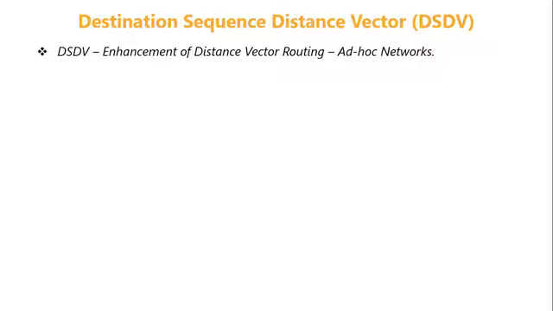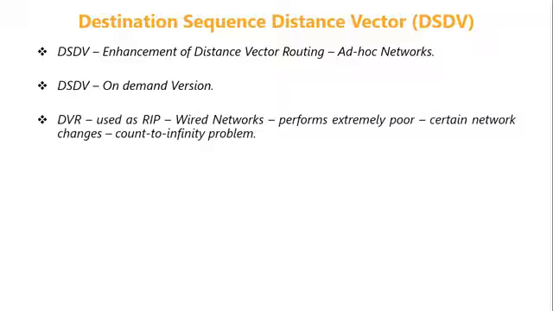This routing algorithm works based on demand requirement. Distance vector routing is used as the RIP protocol, the Routing Information Protocol, in wired networks.